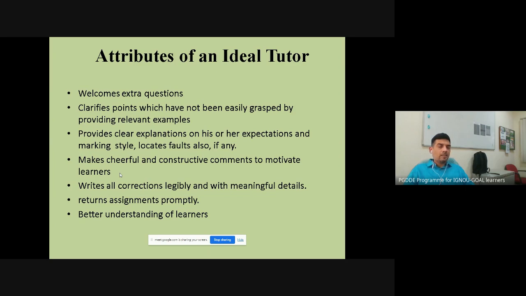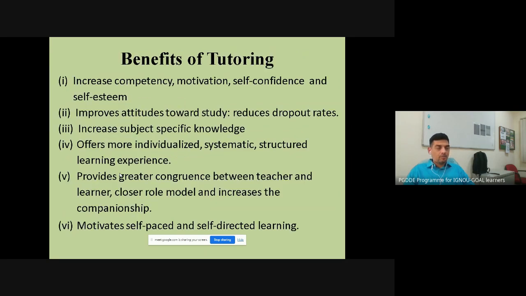Write all clarifications and all comments which are to be given to the learners after the assignment submissions, and those comments should be legible. Evaluating written assignments very promptly is also important, and understanding the learners in a better way is also very important on the part of the academic tutors.